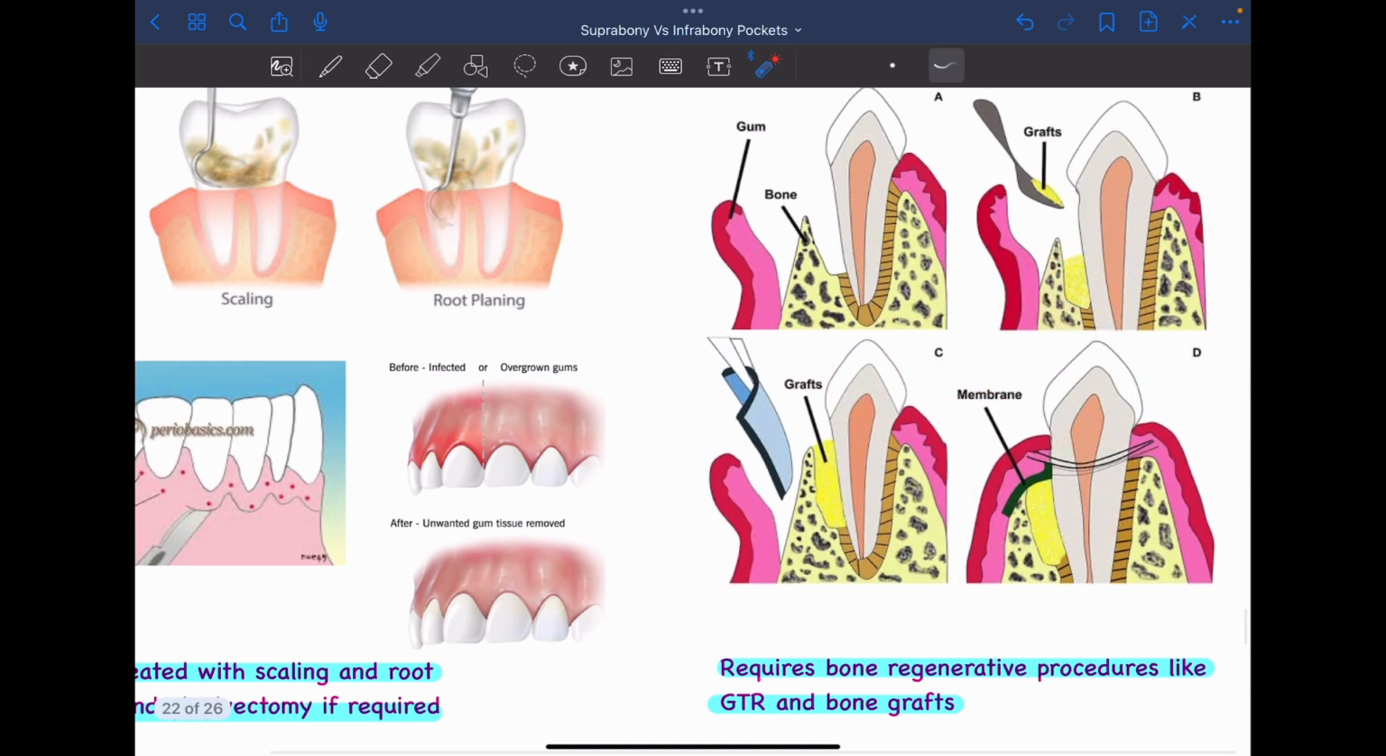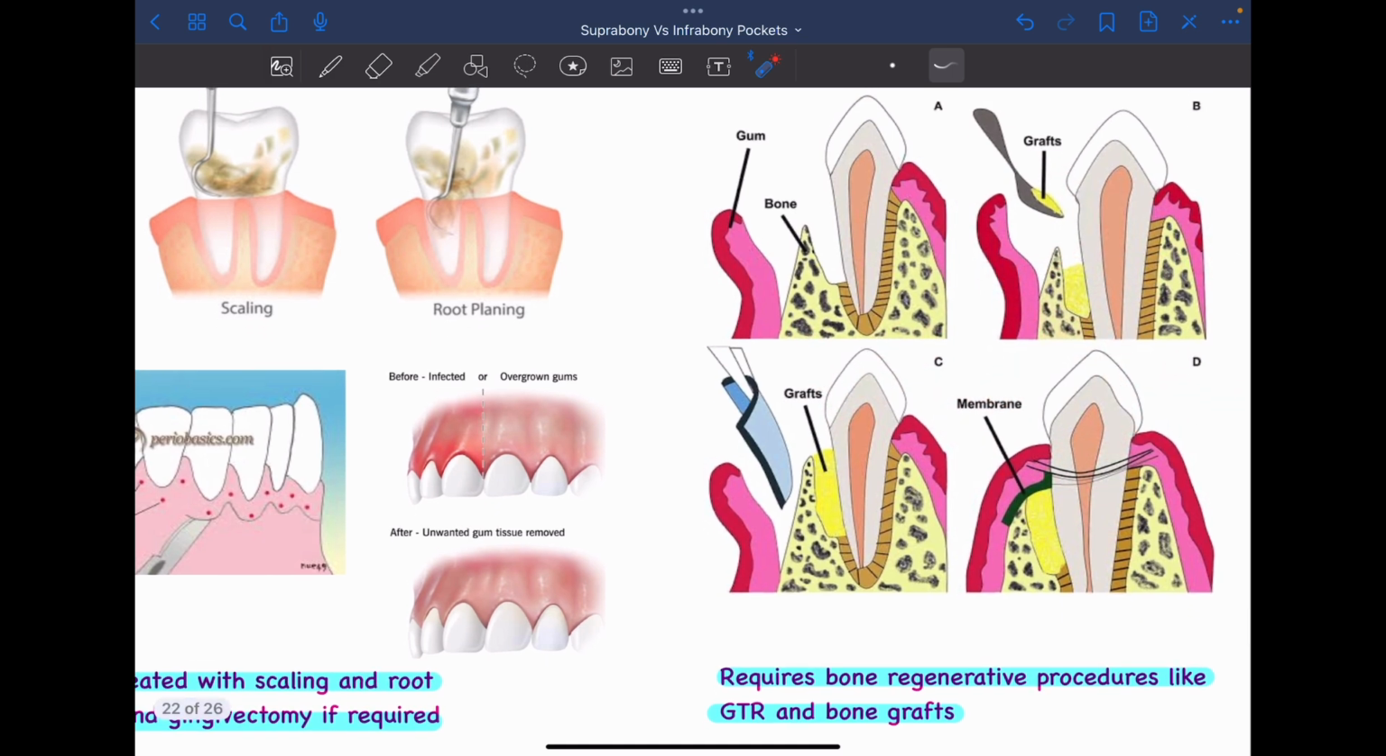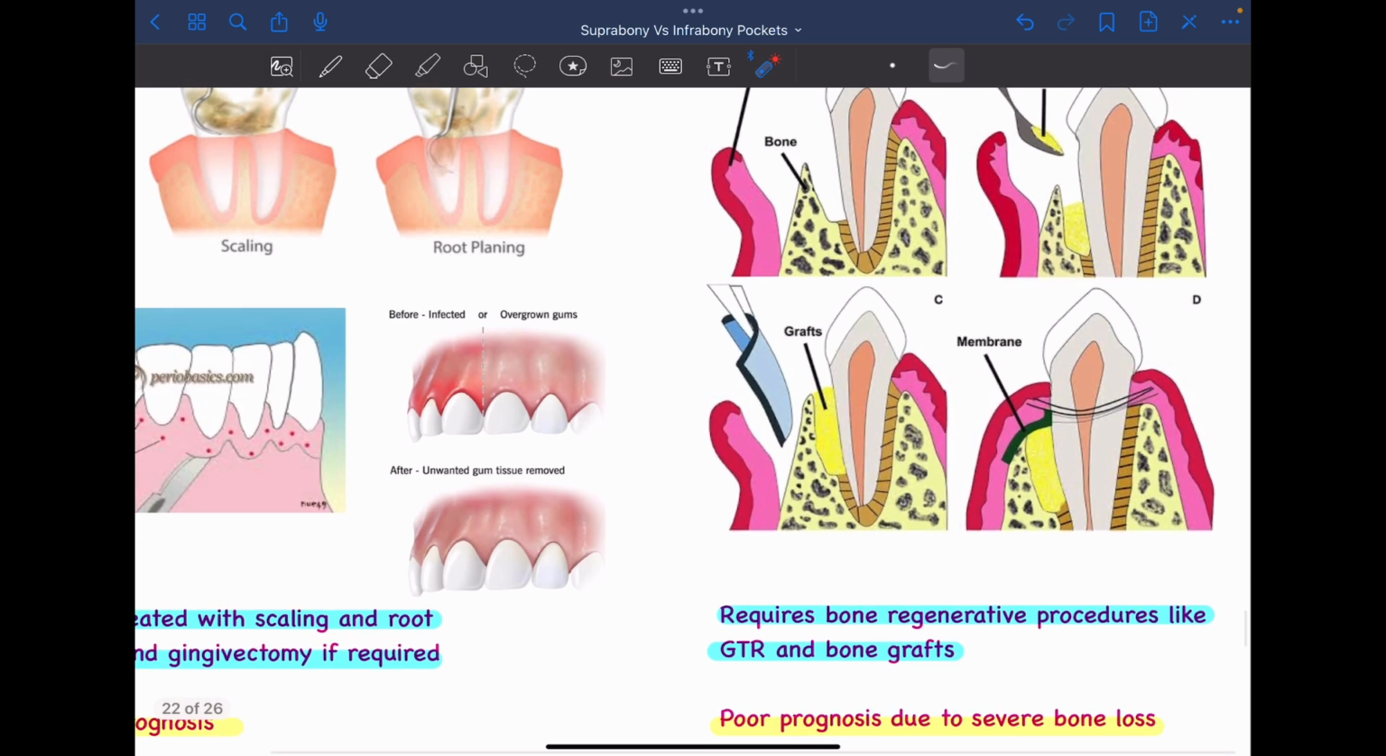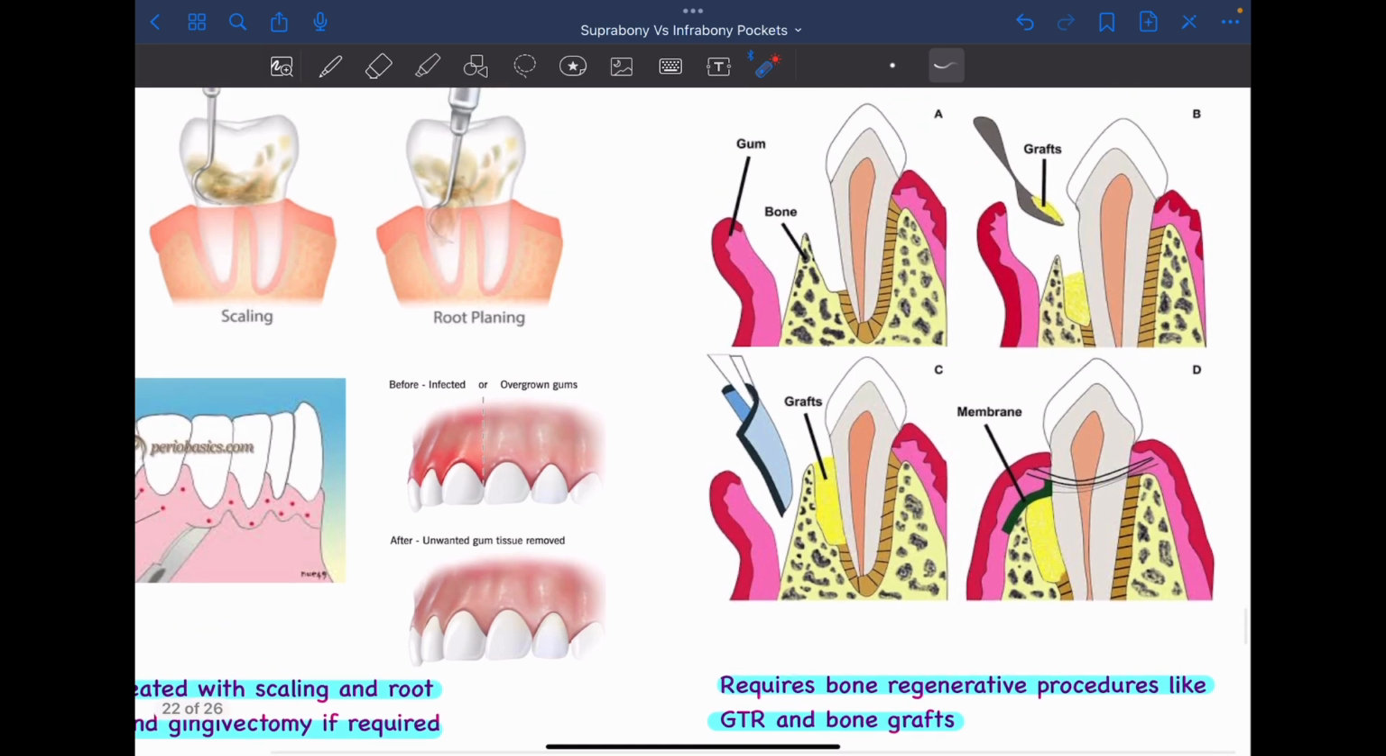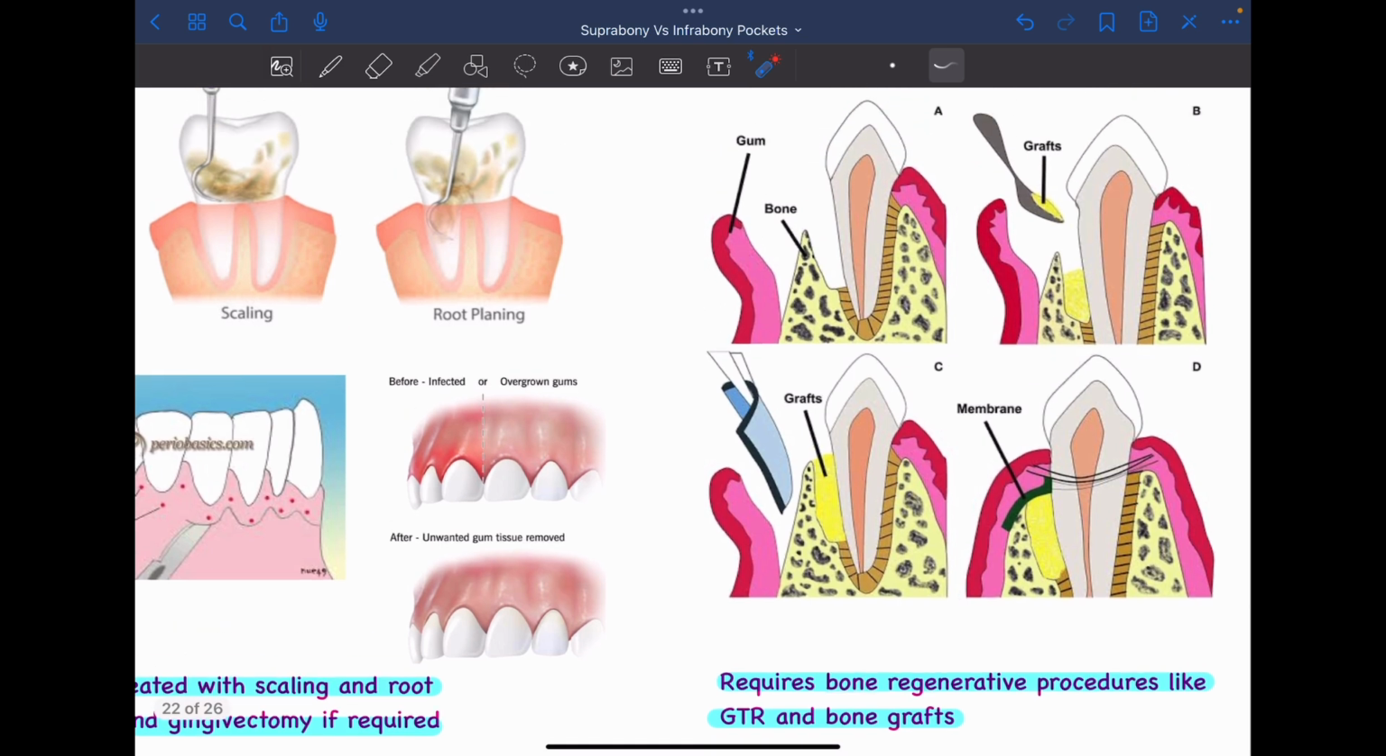Therefore we have to ask the patient to undergo surgical procedures, mainly by using bone grafts. Also GTR, that is guided tissue regeneration, is required in these cases, because there is a greater amount of bone loss which is seen in these cases.